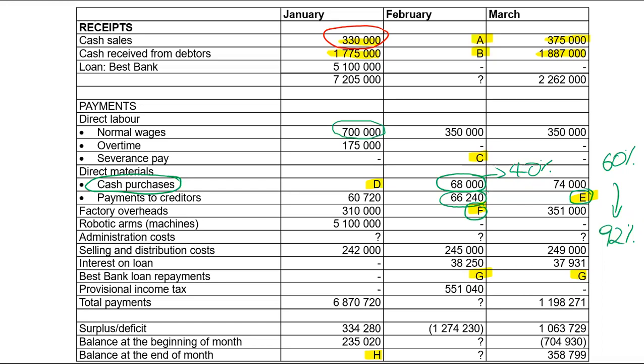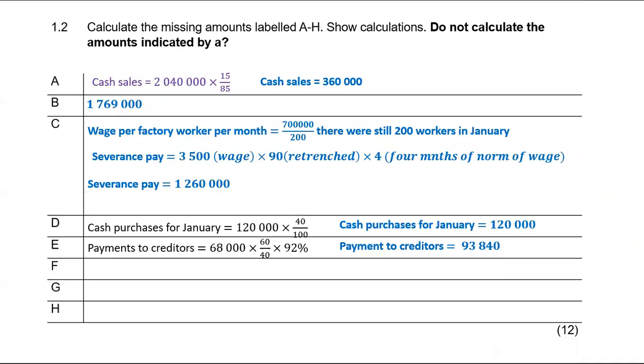So from January to February, we are going to increase factory overheads from January by 12% to get the February factory overheads. I repeat, we are going to take January factory overheads and increase them by 12% to calculate February factory overheads. And that will give us the amount of factory overheads paid in Feb. January factory overheads amounted to 310,000. Simply take that 310,000, increase it by 12%.